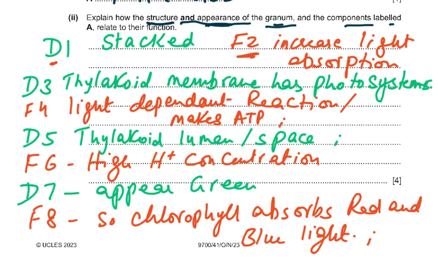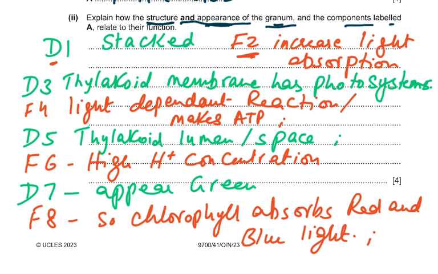Then the second description is thylakoid membrane has photosystems. So that is the third mark scheme point. Then the fourth mark scheme point is light dependent reaction takes place here and makes ATP. Then the fifth mark scheme point is thylakoid has a lumen or a space. And this happens because a high hydrogen ion concentration is going to occur here. Hydrogen ions are going to pump into the space and then they flow through the ATP synthase. I'm just going to show you a diagram of that.